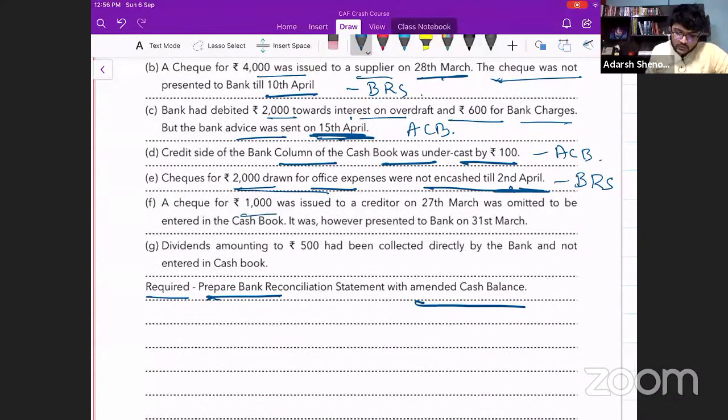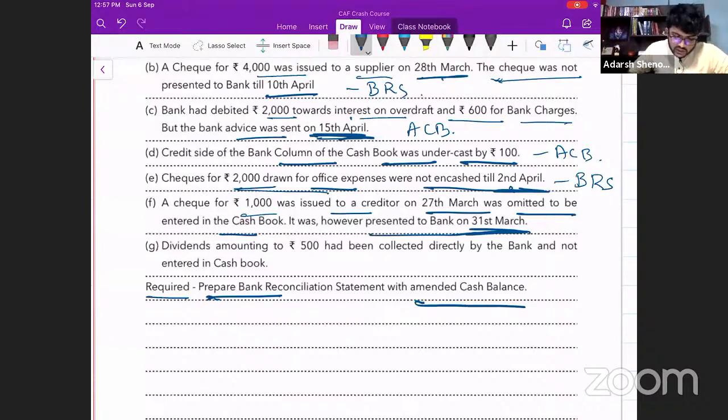A check for 1000 was issued to a creditor on 27th March, but was omitted to be entered in the cash book. It was, however, presented to the bank on 31st March. 5 minutes more. Okay, we'll finish this problem. What should we do? Should we enter this in the adjusted cash book or not? Read the sentence, understand it, and tell me.